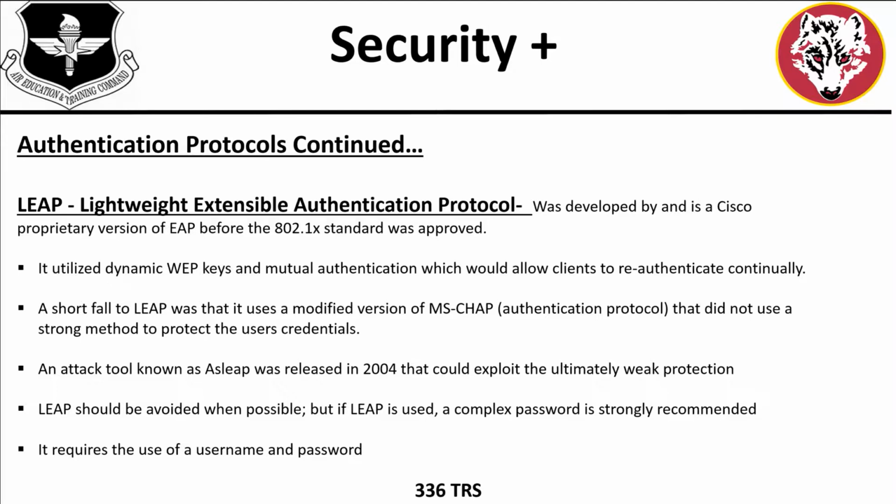A shortfall of LEAP was that it uses a modified version of MS-CHAP, which is an authentication protocol that did not use a strong method to protect the user's credentials. An attack tool called ASLEAP was released in 2004 that could exploit the weak protection. LEAP should be avoided when possible, but if LEAP is used, a complex password is strongly recommended. It also requires the use of a username and password.